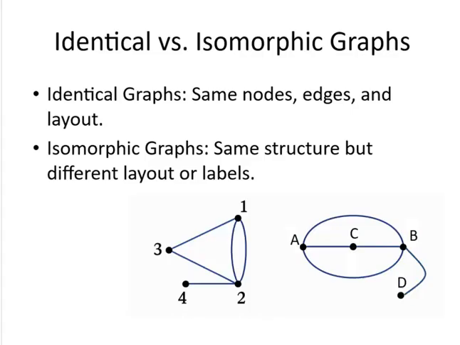They are isomorphic because effectively the relationships of the nodes are the same. Yes, the labels are different. Yes, the positioning of them is slightly different, but the structure of the layout, arcs, edges, are the same, basically.